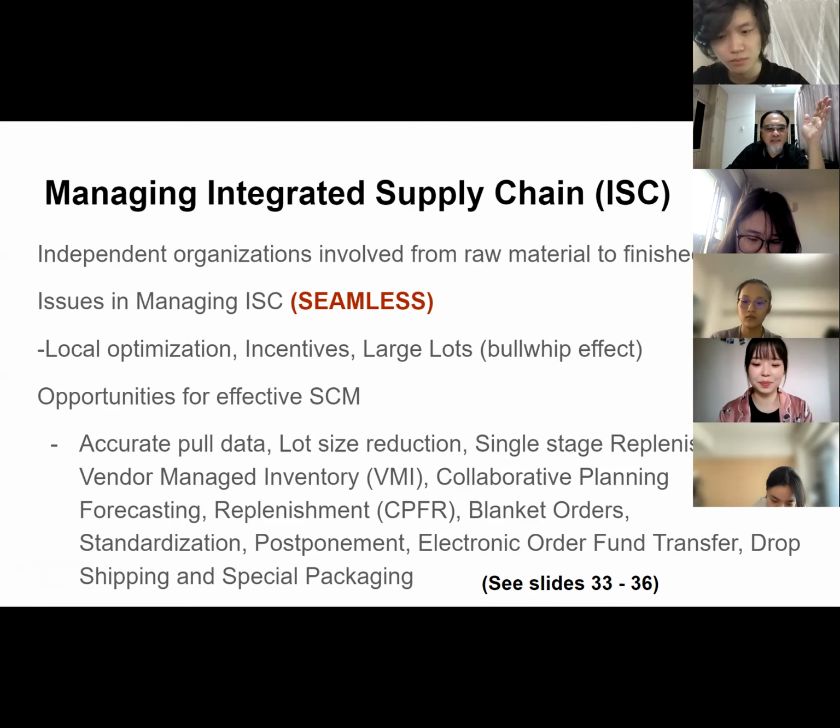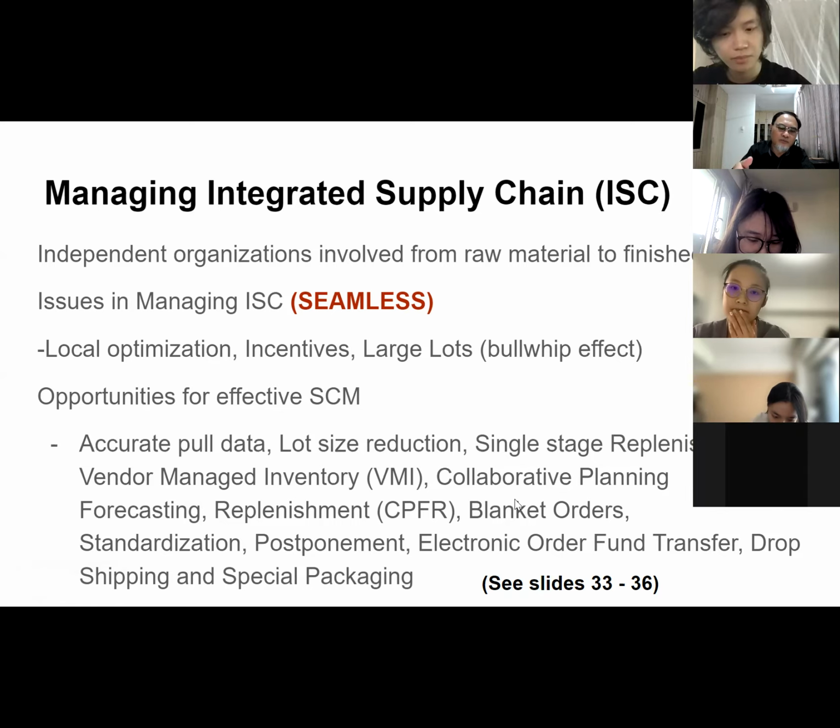Single stage replenishment system. Okay, so all these are actually opportunities. For example, information flow will be important as well. That's why electronic order and fund transfer. And then, for example, blanket orders. Can we allow blanket orders between one supplier and the manufacturer? What about shipping arrangement? So these are the activities and the things that are actually being done by companies to make sure there is seamless, effective supply chain management. Vendor managed inventory, VMI.